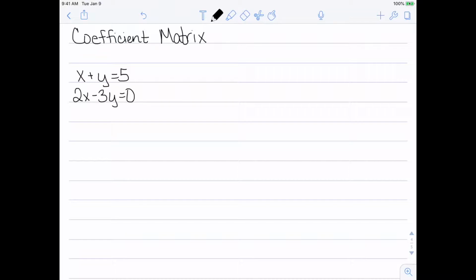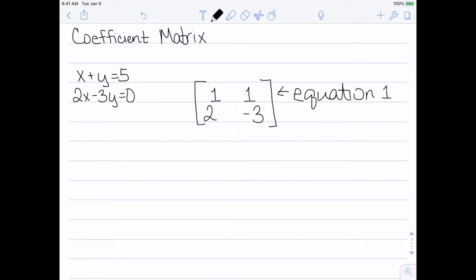We can see the first equation, the coefficients of x and y are 1 and 1. For our second equation, the coefficients are 2 and -3. So this would be our coefficient matrix. A couple of things to notice about this. Every row corresponds to a single equation. So this is the coefficients for the first equation. The second row are the coefficients for the second equation.